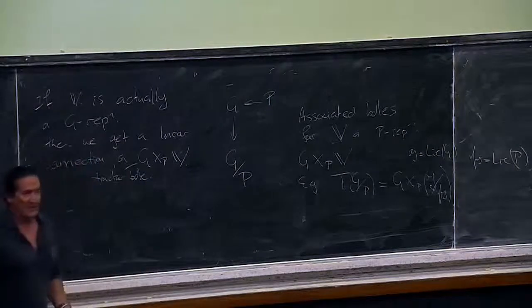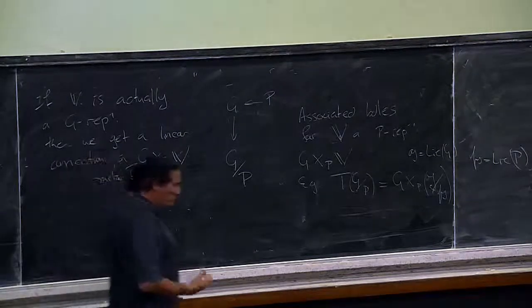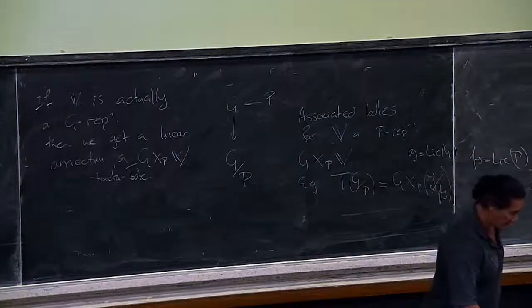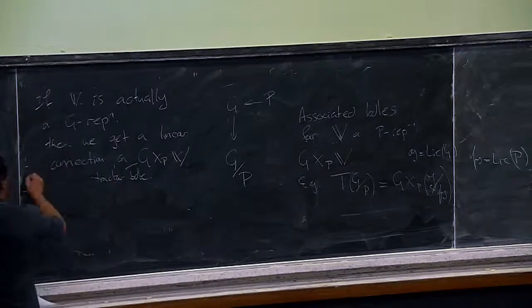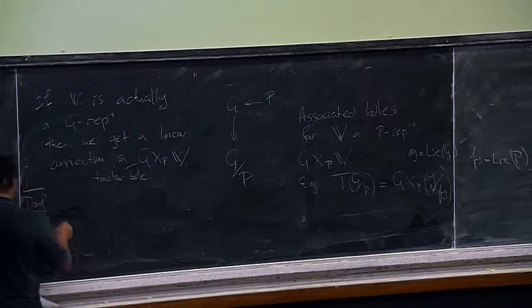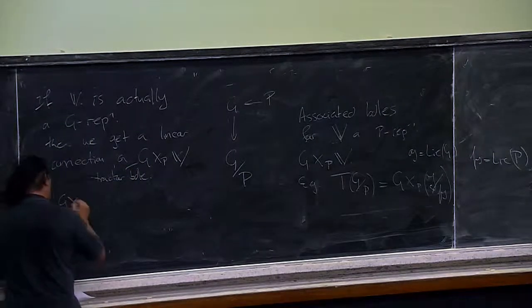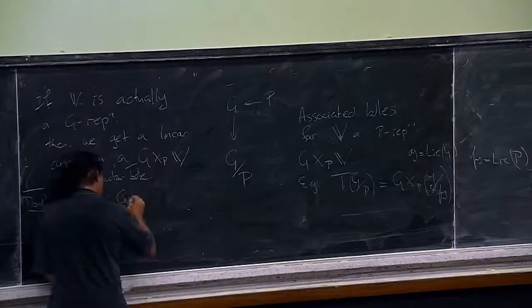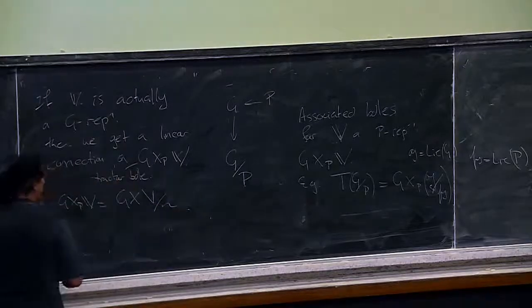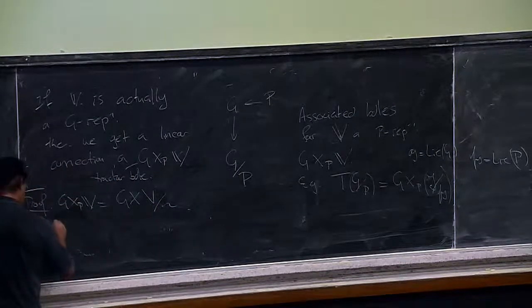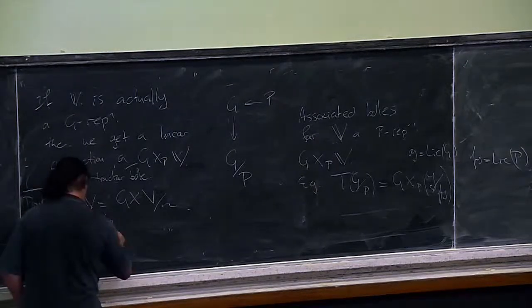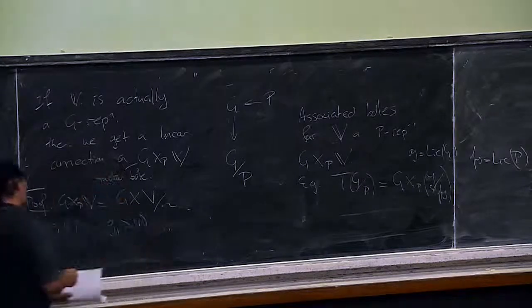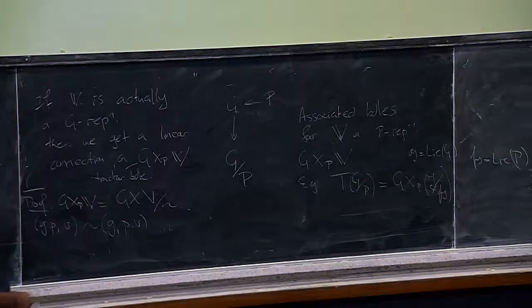Well, I mean, it's kind of silly. This is just flat stuff. I hope no one would have used that term if these didn't generalize to the curved case. But these are the flat cases of tractor bundles. And the way you get this connection, so here's the proof. G cross P V is just G cross V mod this equivalence relation. And remember I said the equivalence relation was that (g, v) is similar to (gp, p⁻¹v), where you're multiplying on the right by p in the subgroup. Okay, so that's the equivalence relation.